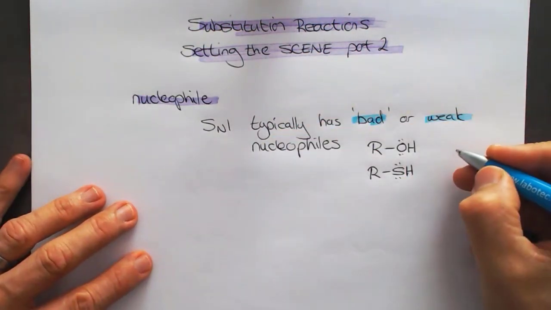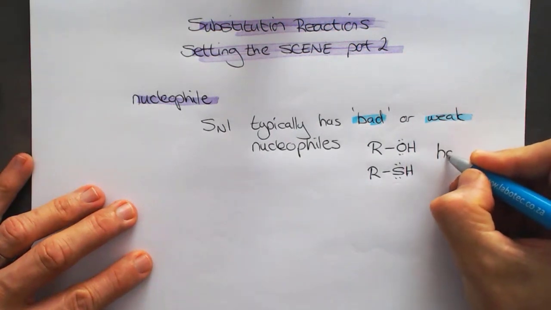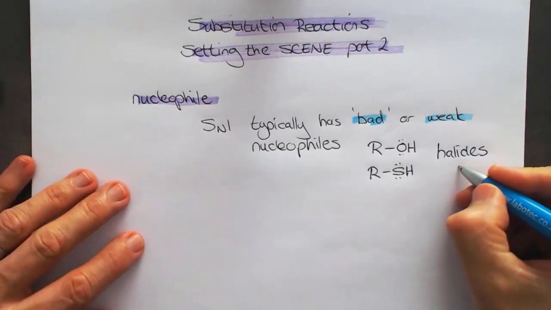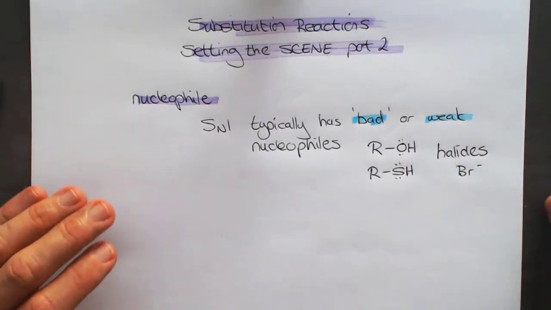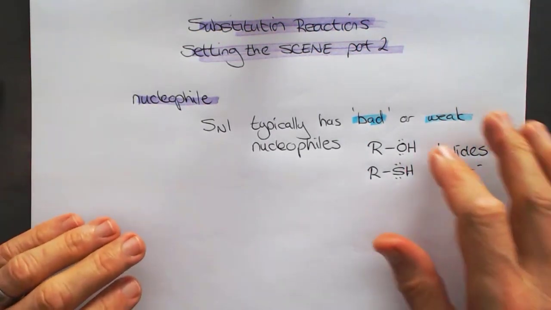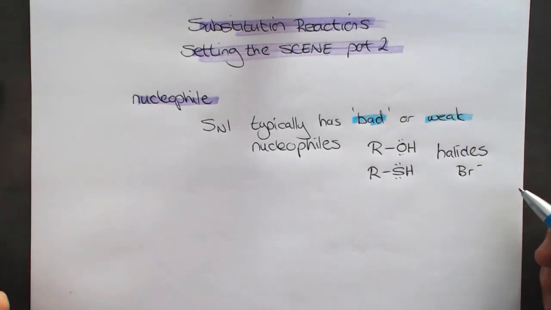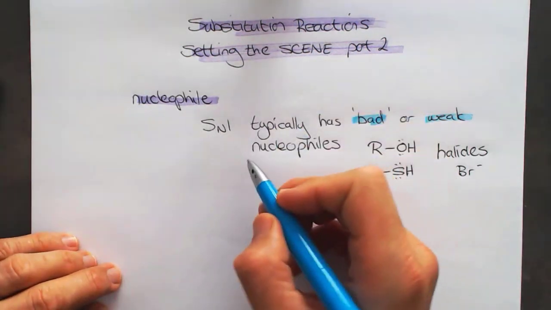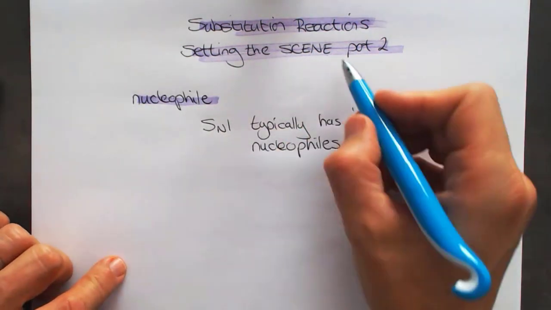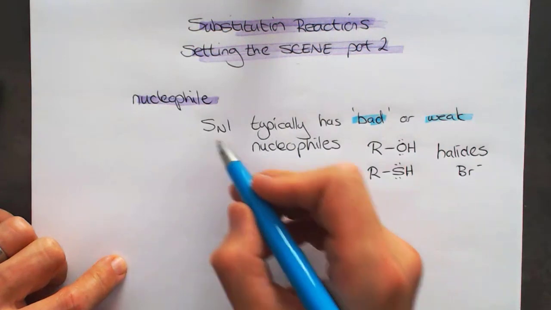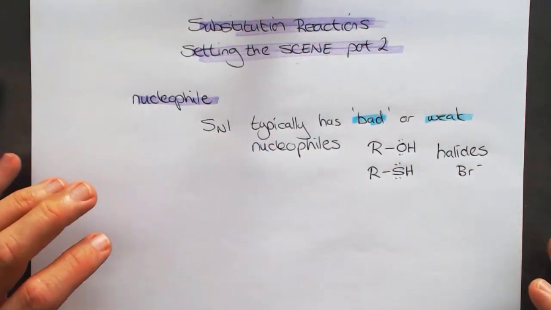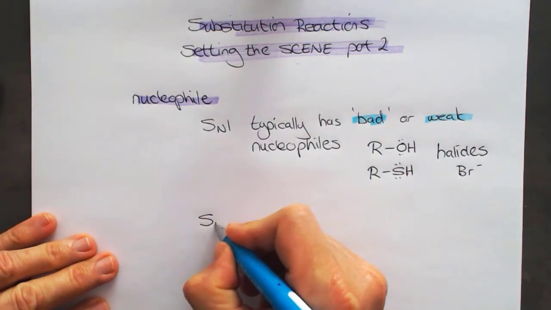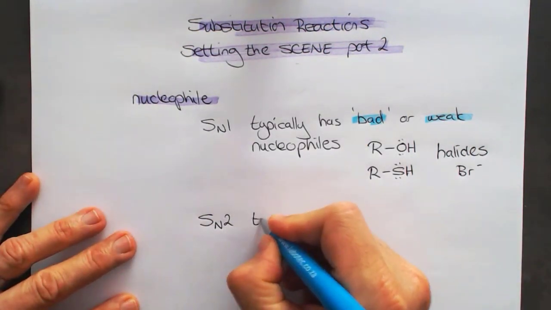The other example of bad nucleophiles are our halides, say Br minus as an example. So these would be examples of not great nucleophiles. Again, our decision between SN1 and SN2 isn't based on just one thing. We do need to look at the whole picture, the whole scene. So it's not just an SN1. With SN2 reactions, it's essentially all the rest.